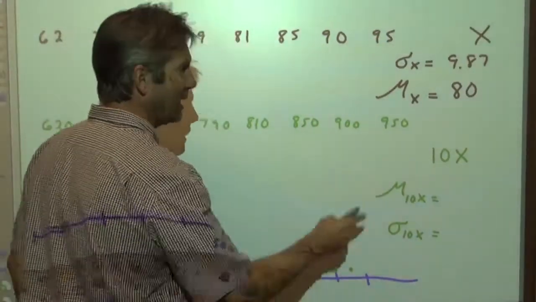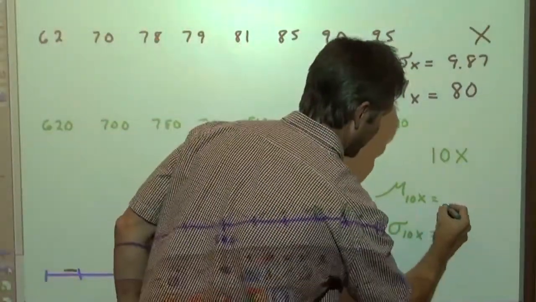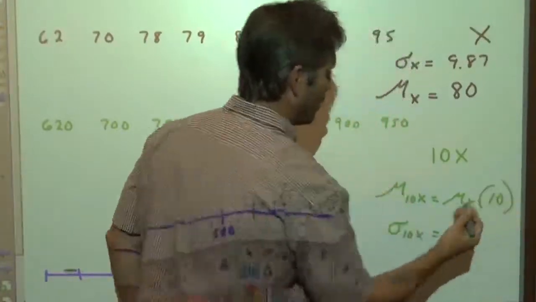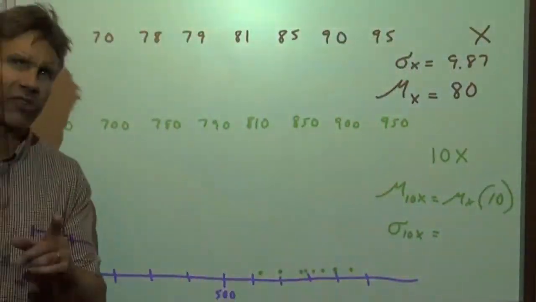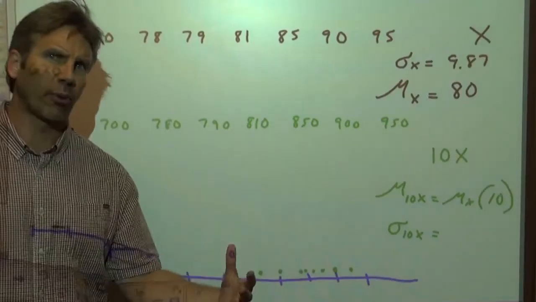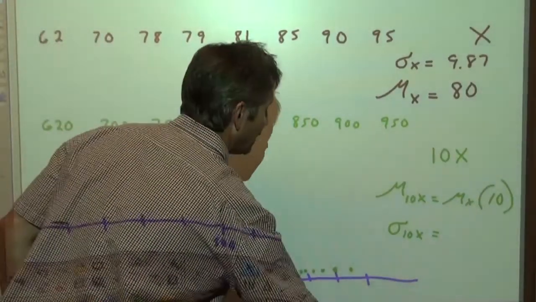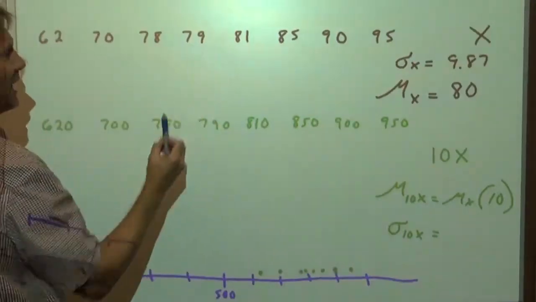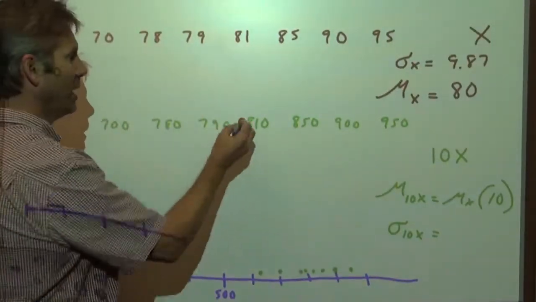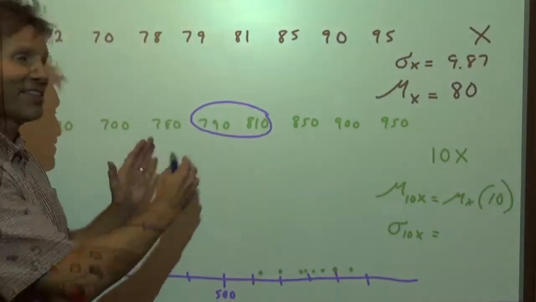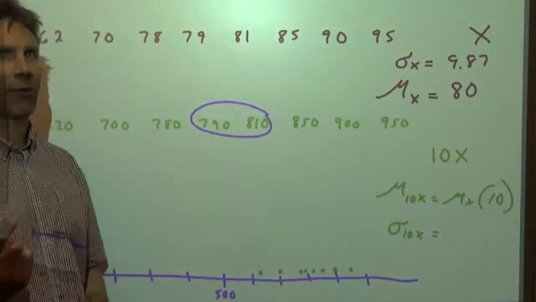So the new mean is the old mean average, the original use of x, multiplied by 10. So the mean gets multiplied by 10. Will the standard deviation change? Will the scores be more spread out than they were before? And the answer is yes. Again, take any 2 adjacent scores like 79 and 81. They're 2 units apart. But now how far apart are they? They're 20 units apart. They're 10 times more spread out than they were before.